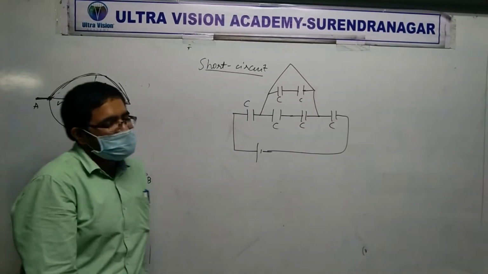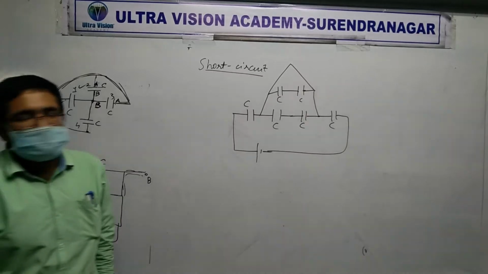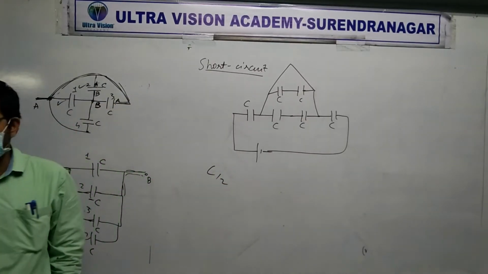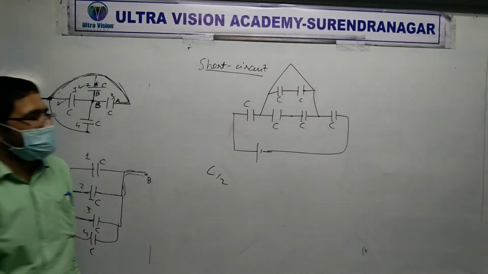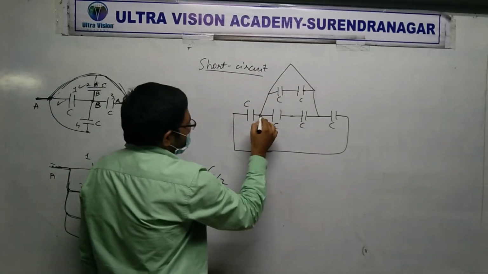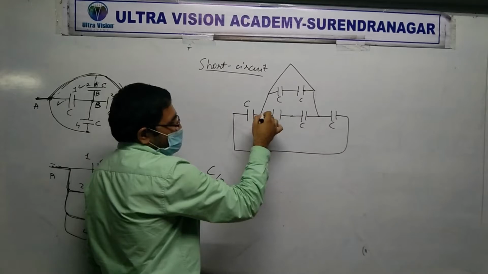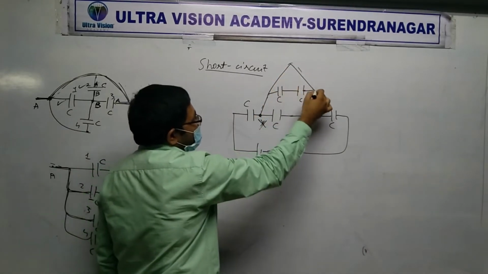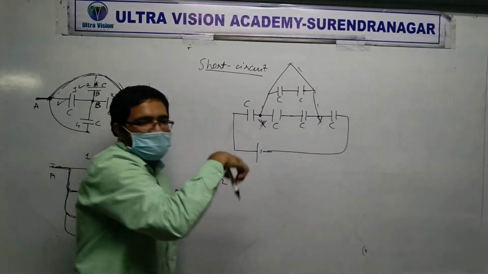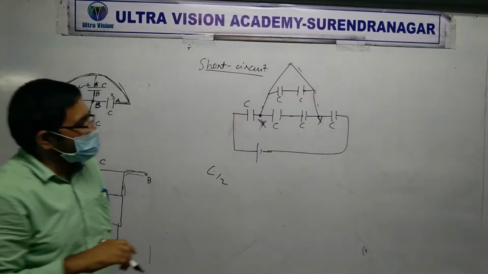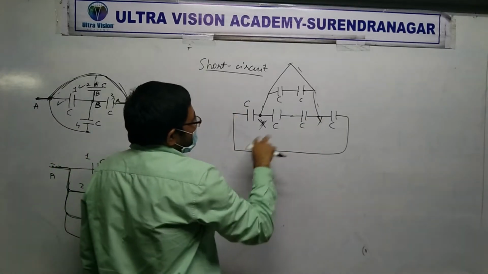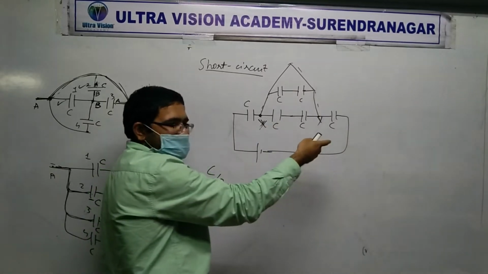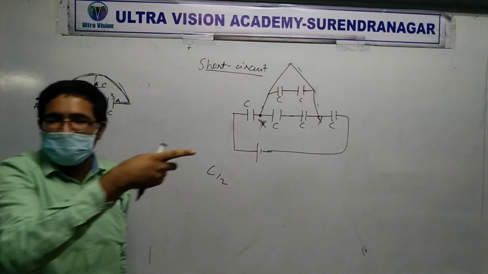What do you think? It will be only C by 2. Why so? Have a look here. Starting at this point, whatever point this is, call it X. And this is X, here up to here, all the way over there. So do you realize that these two capacitors are actually connected between X, that is, the same potential? Yes or no?